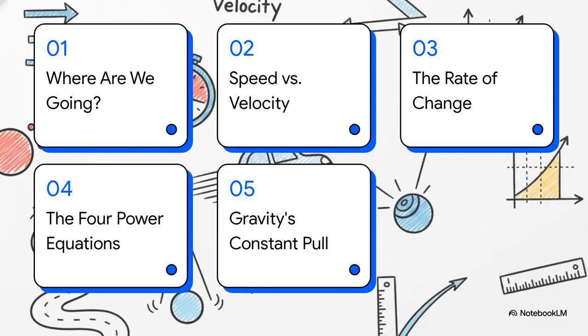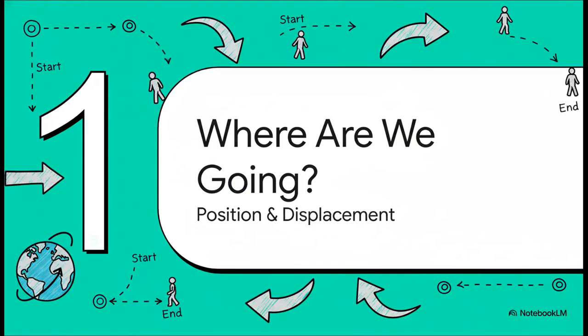All right, here's our game plan. We're going to build this whole thing from the ground up. We'll start with this super simple question. Where is something? Then we'll bring time into the picture to talk about speed and its cousin, velocity. After that, we'll get into how motion changes. And finally, we'll unlock the 4 power equations that let you predict motion like a pro, even with something as huge as gravity.